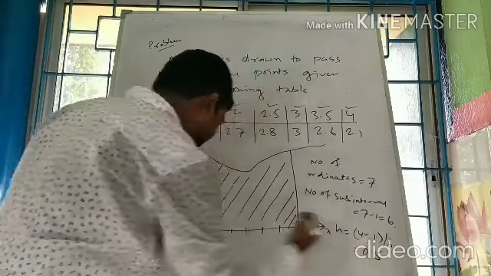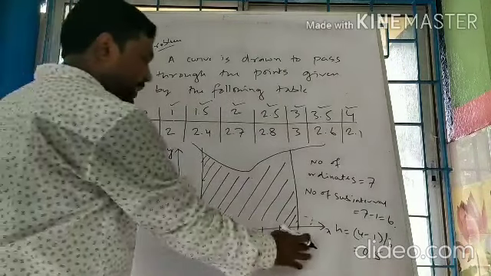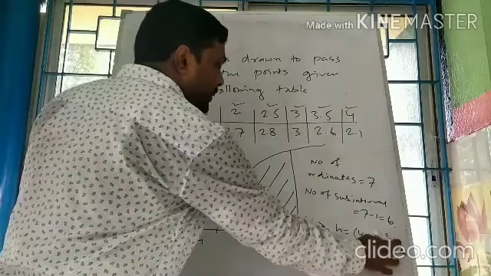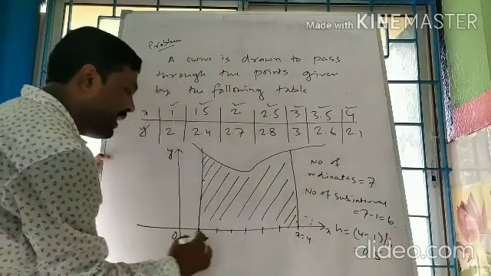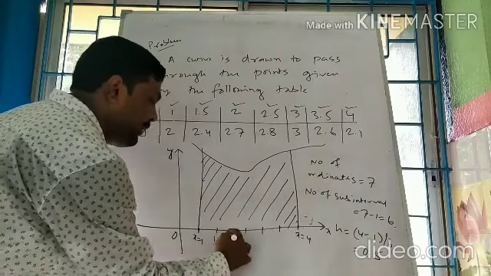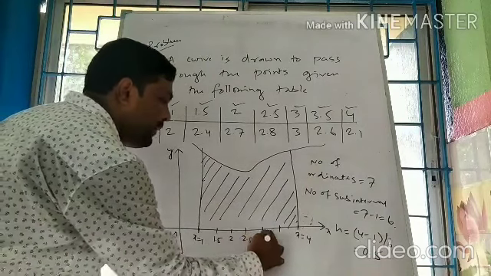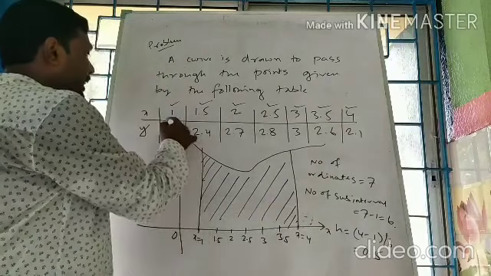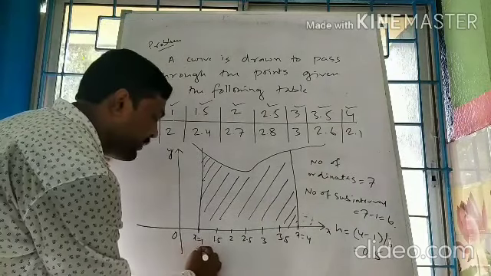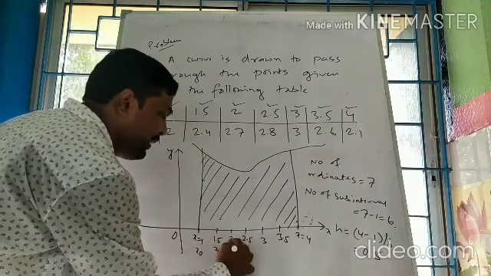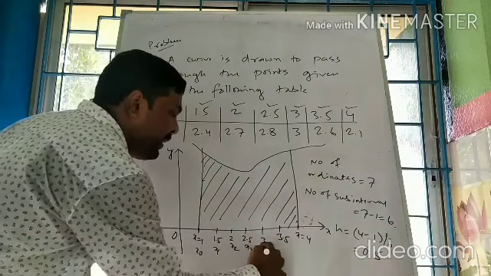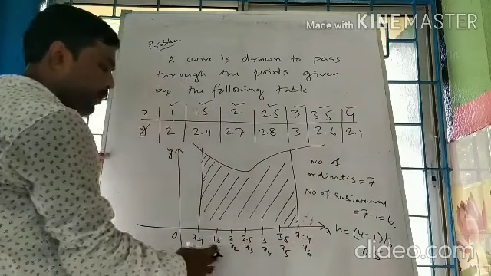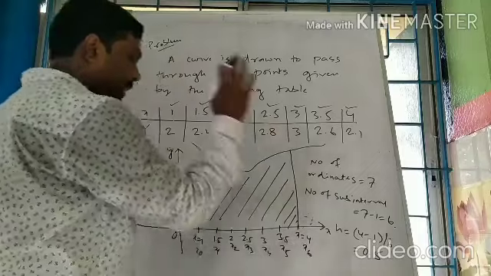B is 4, A is 1, and the number of subintervals is 6, so (4 minus 1) divided by 6 is 0.5. So the first node is 1, next node is 1.5, next 2, 2.5, 3, 3.5. At the point 1, that is x0. This is the node x0, next node x1, next x2, x3, x4, x5, x6.